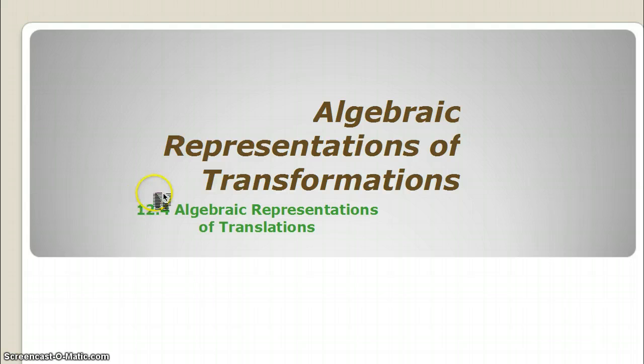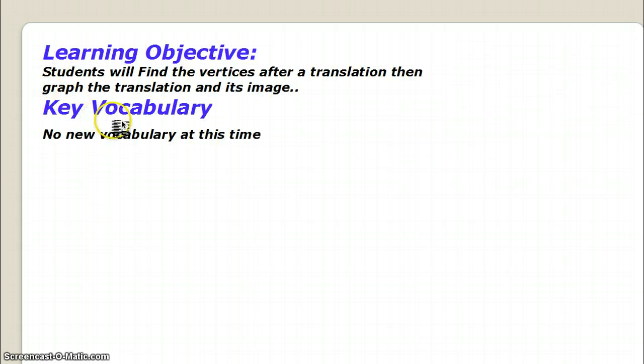So here this is, we're still in Unit 5. This is 12.4, and we're looking at the algebraic representation of translation. So let's get it on. Your learning objective is you will find the vertices after a translation and then graph the translation and its image. Vocabulary didn't change, so no key vocabulary here as we go forward.